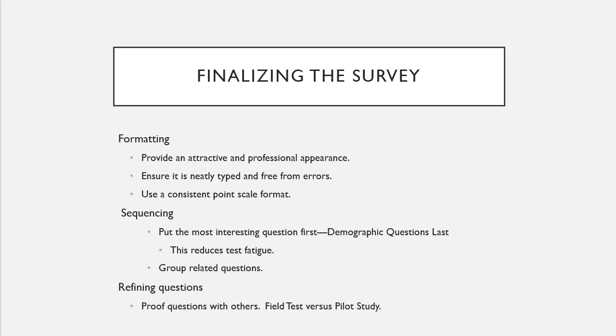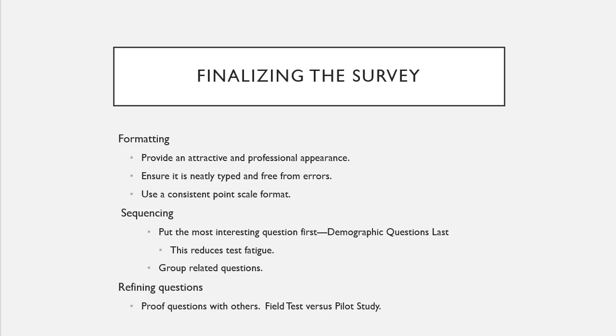If there are questions that are related in content, put them together. If there are questions that are using the same type of scale, put them together. We want to make it so that people don't have to switch back and forth between question types. So if you have 10 questions on a scale of 1 to 5, group them together.